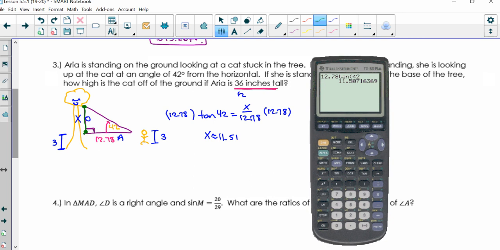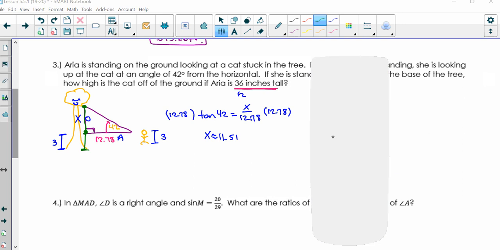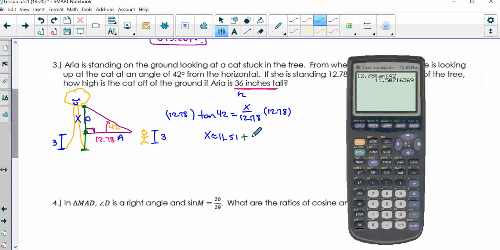But again, that 11.51 goes from here to here, since my triangle's floating in the air. Then I need to go an additional 3 feet so that I can see actually how far that cat is up in the air. So I'm going to take this and add 3, and that's going to give me 14.51 feet.